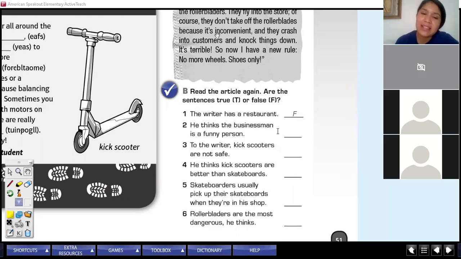Okay, 2. He thinks the businessman is a funny person. False, right? He says that they think that they're funny, but for him, they're not. Number 3, to the writer, kick scooters are not safe. You remember? I think true. It's true. He was saying that it was dangerous because they get into the store on their kick scooters and it's dangerous.